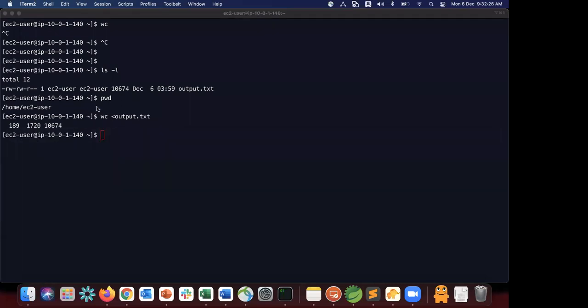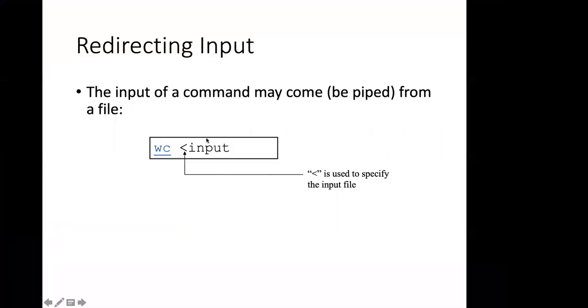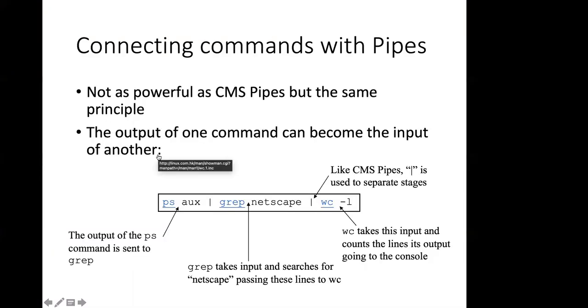Okay, let me go back. So this is how you pass an input into a command. Again, pipes, right? Pipes are the way to combine multiple commands into a single command. In this case, the output of one command becomes the input of another command, and then this output goes into this input. So now if you see here, sorry, it's the other way around, right? The output of the ps command is sent to grep. Then grep takes the input and searches for Netscape, passing these lines to word count, wc -l, right?